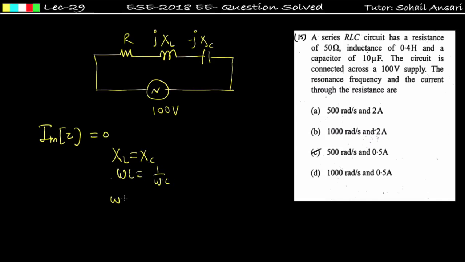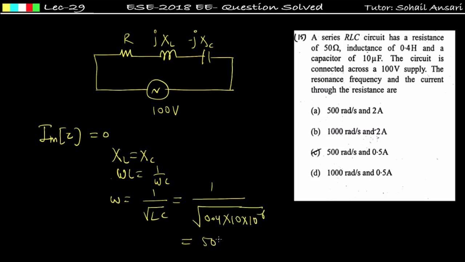So omega will be equal to 1 by under root LC. See, in the options, the resonance frequency is given in radian per second. So you have to find the value of omega, that is equal to 1 by under root LC, and the value of L is 0.4 Henry and the value of C is 10 microfarad. That will be equal to 500 radian per second.